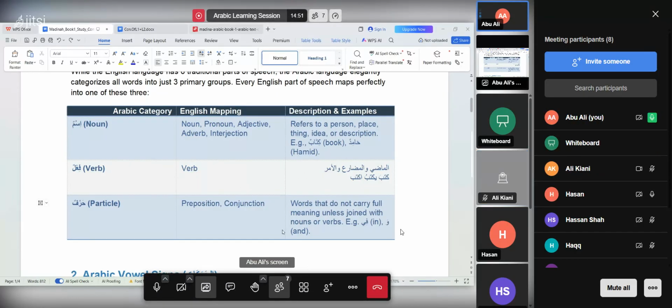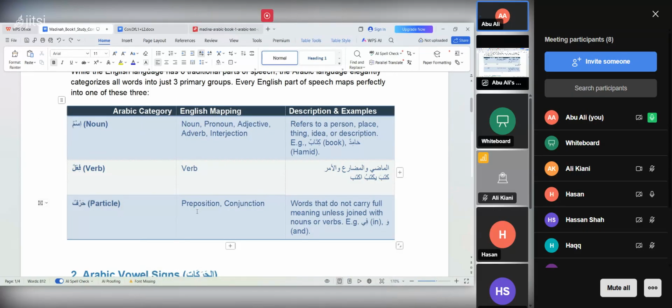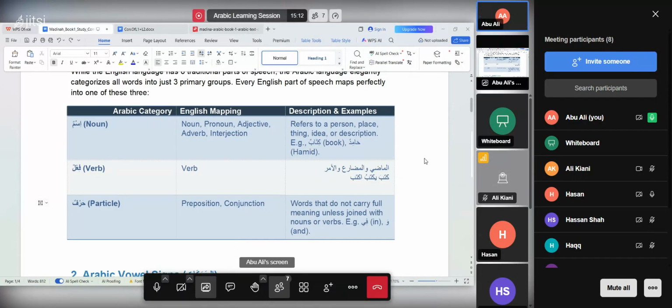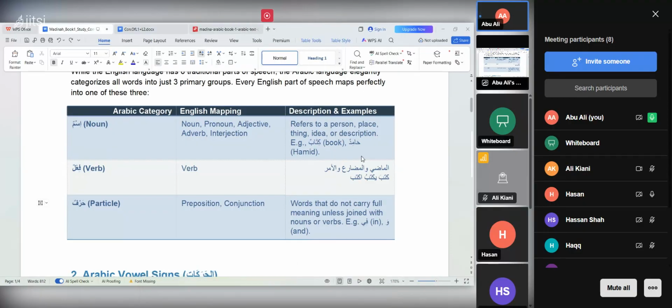Does it open the PDF now? Yep. Okay, so you see, this is the noun, this is the fi'l, this is the harf. The ism, the fi'l, and the harf. Can someone repeat them for me? Hassan, you were going to repeat them. In Arabic or English? In Arabic, but you can say them in English. It's fine. We don't want to memorize their meanings for now.